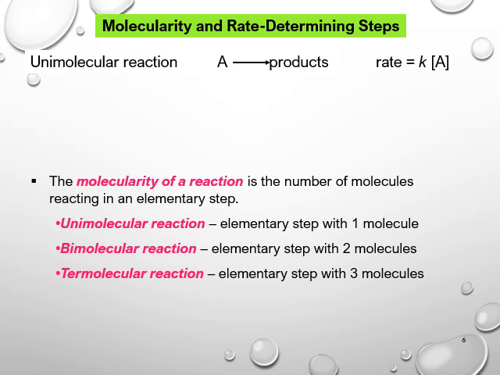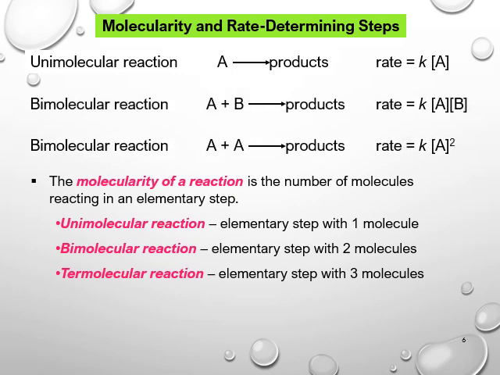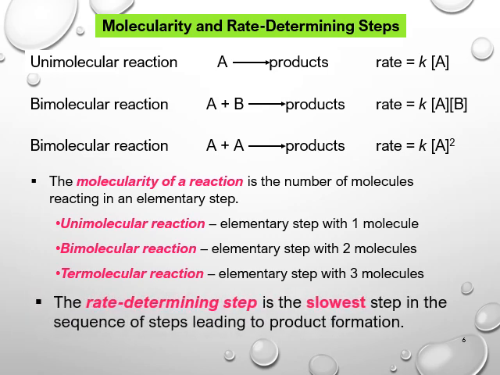Very few termolecular reactions exist, which involve the participation of three molecules in one elementary step. The simultaneous encounter of three molecules is a far less likely event than a bimolecular collision. When we study a reaction that has more than one elementary step, the rate law for the overall process is given by the rate determining step, which is the slowest step in the sequence of steps leading to product formation.